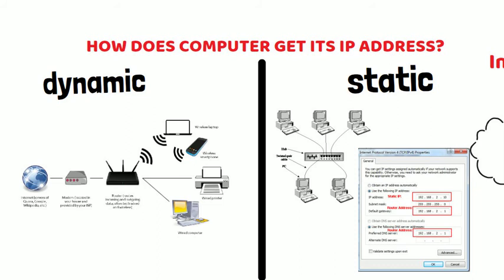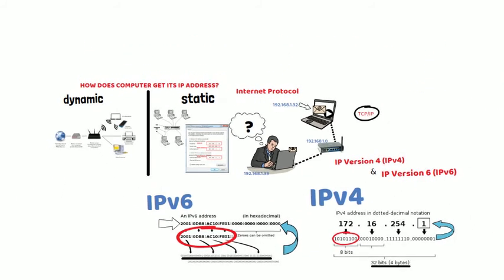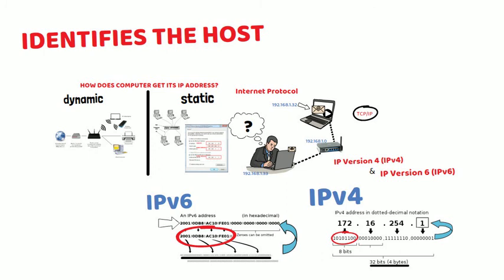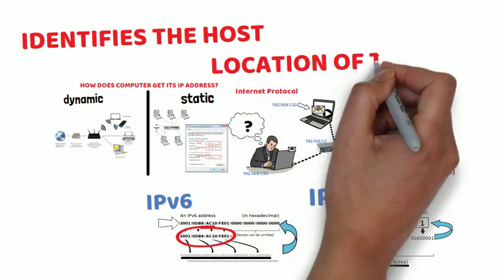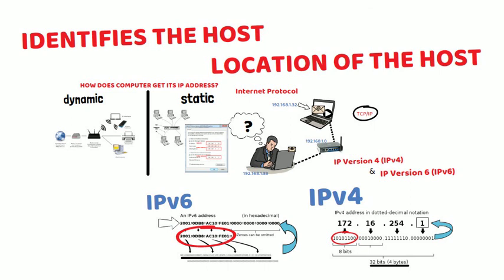An IP address serves 2 principal functions. It identifies the host, or more specifically its network interface, and it provides the location of the host in the network, and thus the capability of establishing a path to that host.